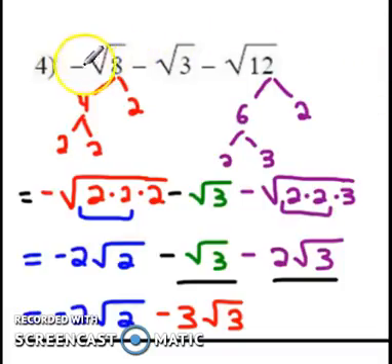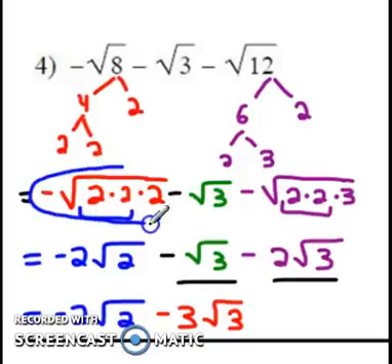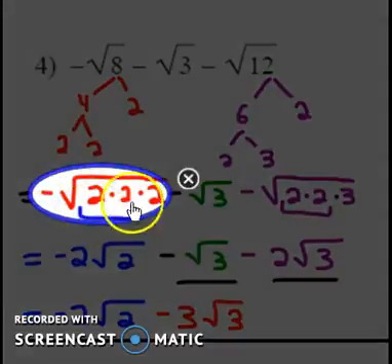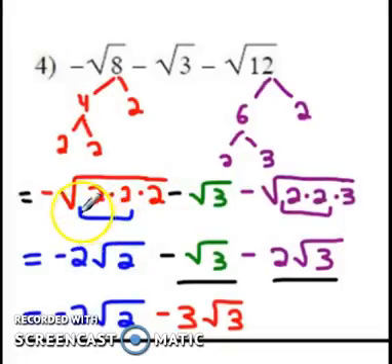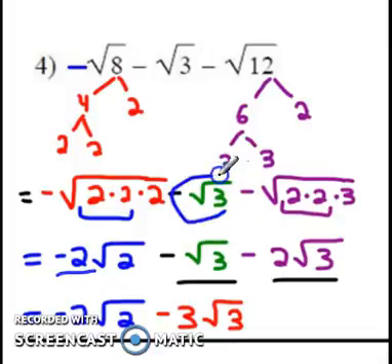In problem number 4, I'm going to subtract, except I notice that I don't have any like terms. But I could see that 8 reduces. So I'm going to factor it to 4 times 2. Then I have 4 factors of 2 and 2. That's how I got these 3 2's under the radical. I am going to take out a set of 2. So here's my set of 2's that come out. That's how I got that minus 2. This was originally a minus, so it stays a minus. Square root of 3 doesn't factor, so it stays the square root of 3.